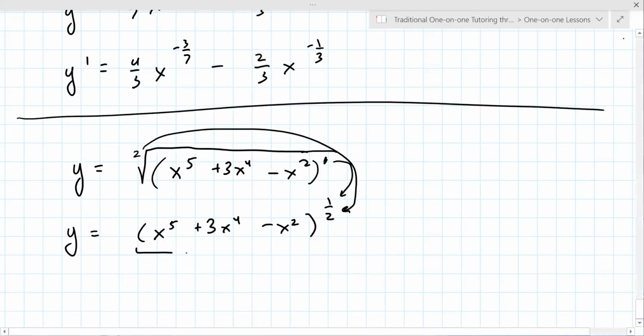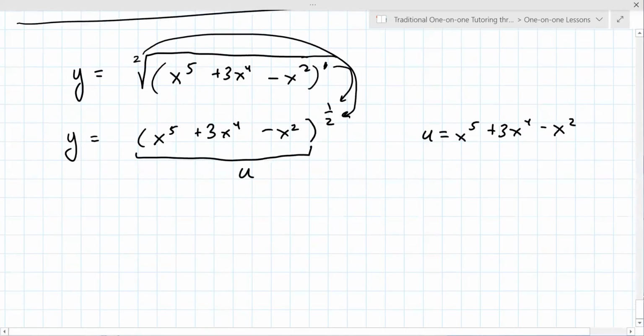Okay, so now this is your u. Your u is x to the fifth plus 3x to the fourth minus x squared. Your y is u to the 1/2 power.